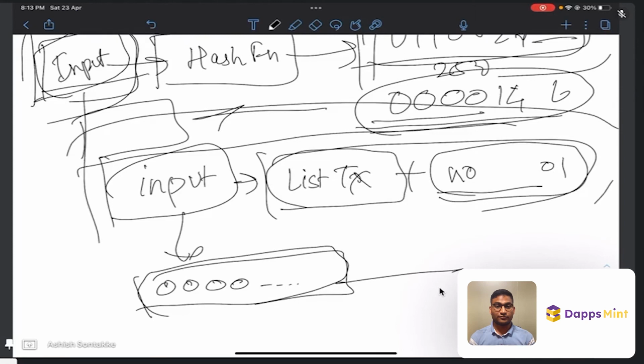That's a lot of work. Yeah, that's a lot of work. That's why it is called proof of work. He has to do work. And now proof of stake?